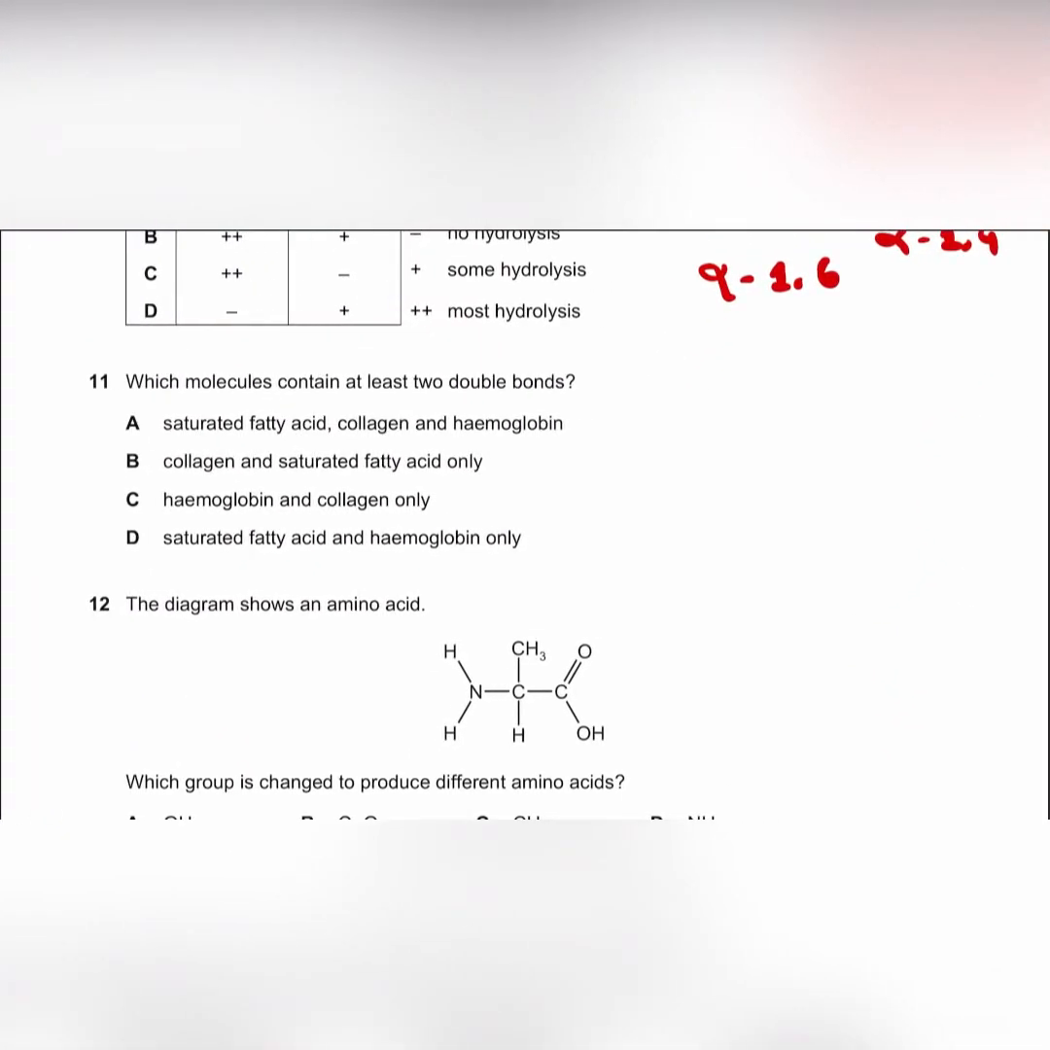Let's move on to MCQ number 11. Which molecules contain at least 2 double bonds? So they are saying double bonds. They did not say carbon-carbon double bond. It means they are talking about any double bond, right? If we talk about saturated fatty acid, it does not contain any carbon-carbon double bond, but it contains one carbon-oxygen double bond, as you all know.